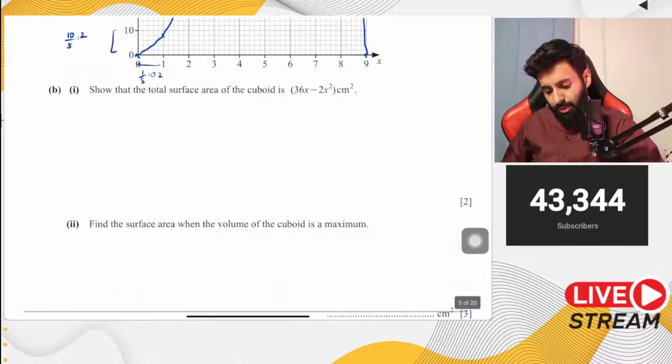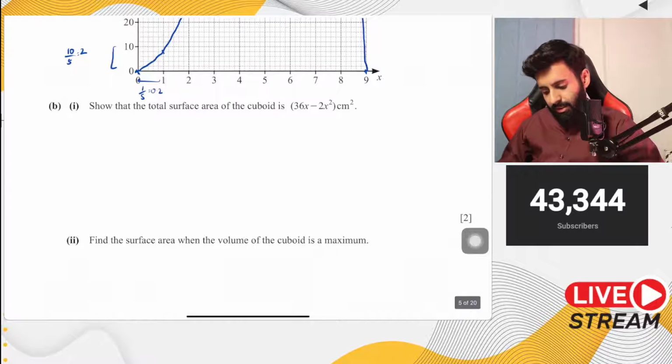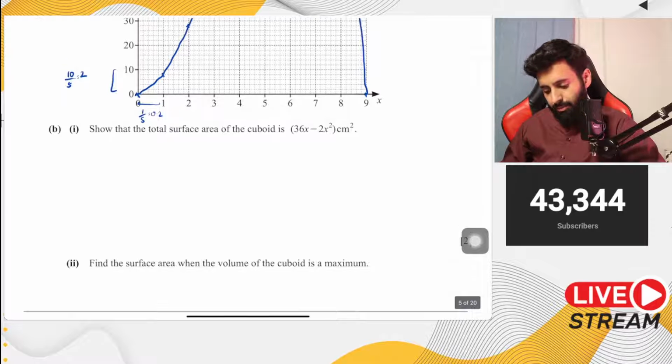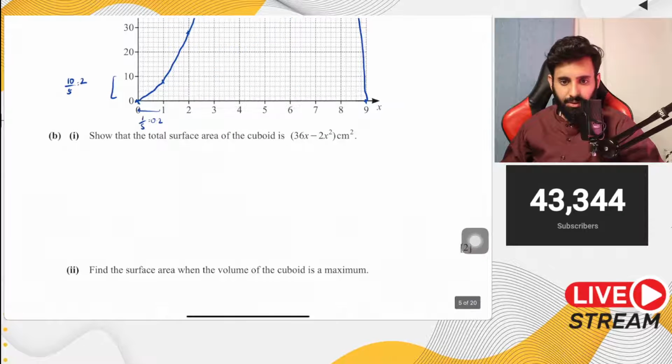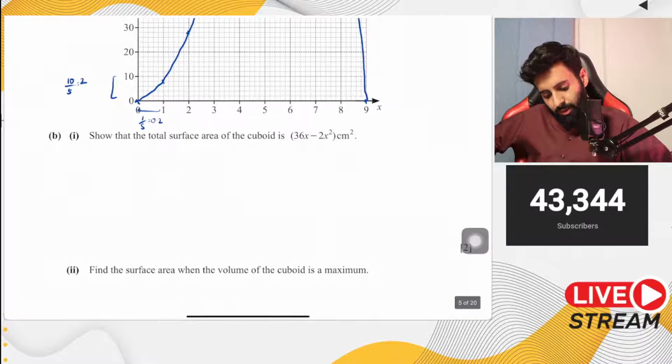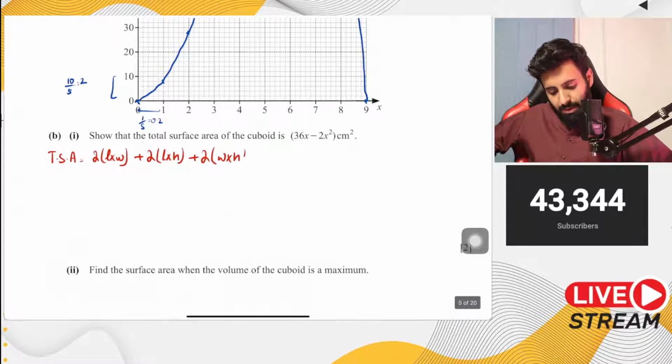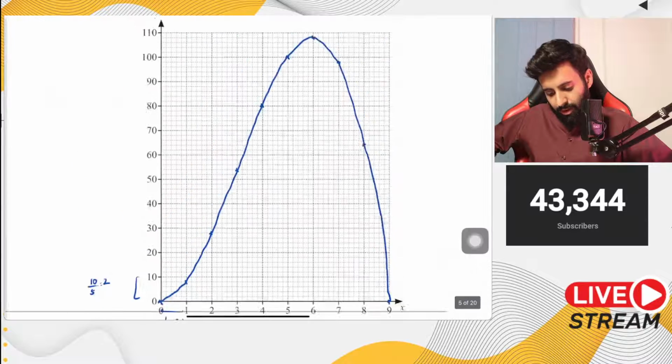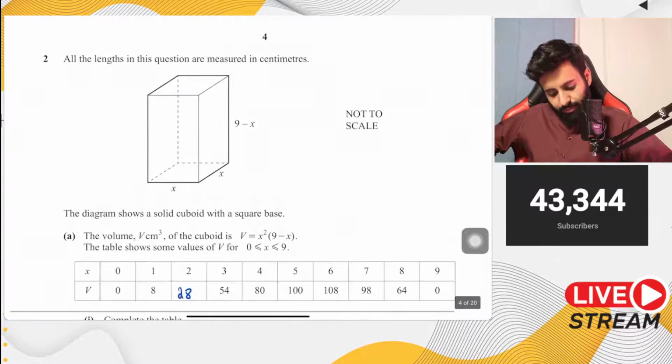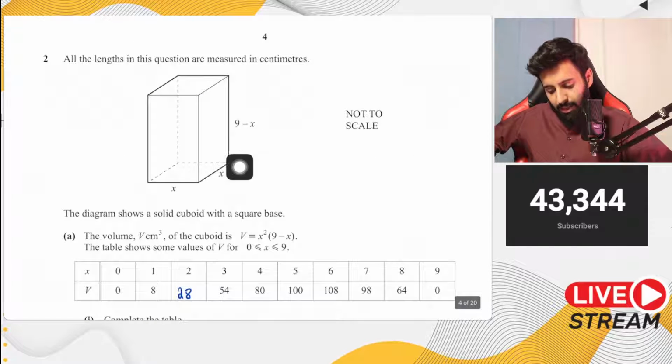Show that the total surface area of the cuboid is 36x minus 2x squared. How do you calculate the total surface area of a cuboid? Of any cuboid, the total surface area is basically twice of length into width plus twice of length into height plus twice of width into height. So this particular cuboid over here has length and width x and height 9 minus x.